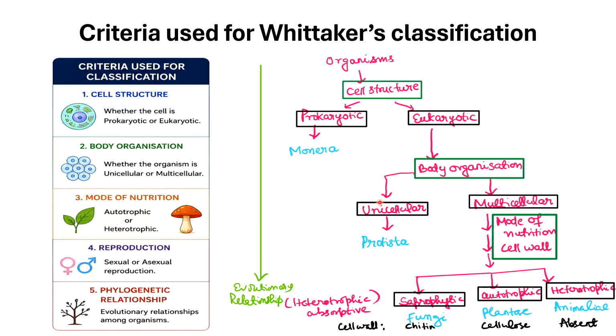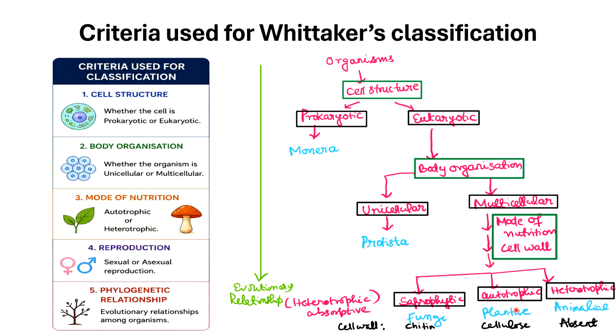The unicellular organisms were placed in kingdom Protista. Multicellular organisms were further checked for the mode of nutrition, cell wall and other characters. So the fungi was allotted a separate kingdom because it is saprophytic in nature. It depends upon the organic matter for its nutrients and has chitin in its cell wall.